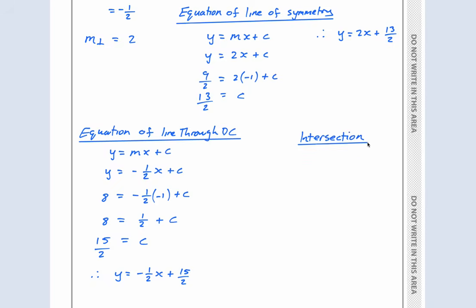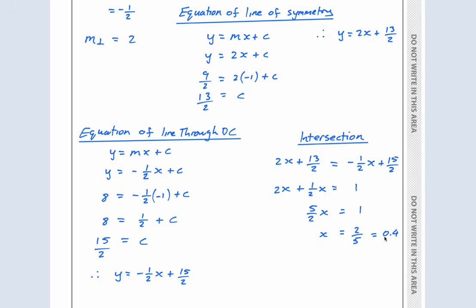Where does this equal this? Because they're both y, I can just equate them. So it's 2x plus 13 over 2 equals minus a half x plus 15 over 2. 2x plus a half x equals 15 over 2 minus 13 over 2, which is actually just 1. 2x plus a half x is 4 over 2 x plus 1 over 2 x, which is 5 over 2 x, equals 1. x is equal to 2 over 5, which is 0.4.